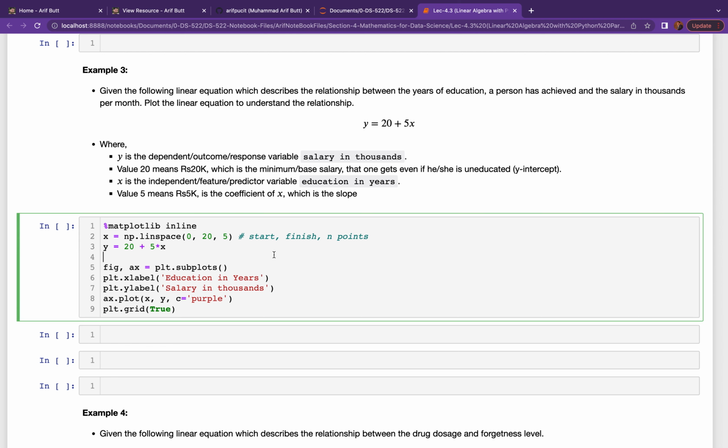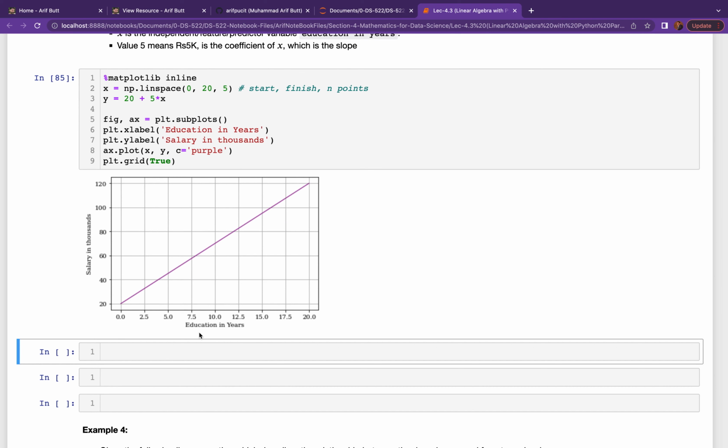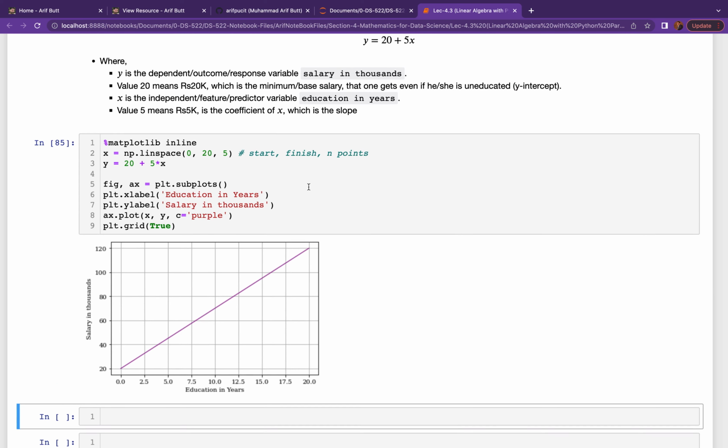So the more education years you have put in, the more is your salary. Let me graph this. Once again, you see there is a positive relationship between the education in years and the salary in thousands. So if you have 5 years of education, your salary is a little over 45,000, I think. And let's suppose that if you have 20 years of education or experience, your salary is 120,000. So positive relationship, great.